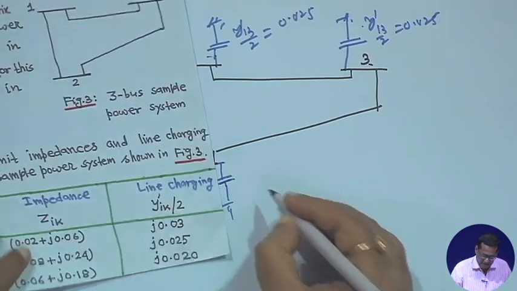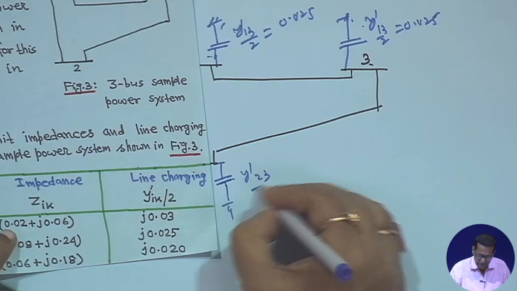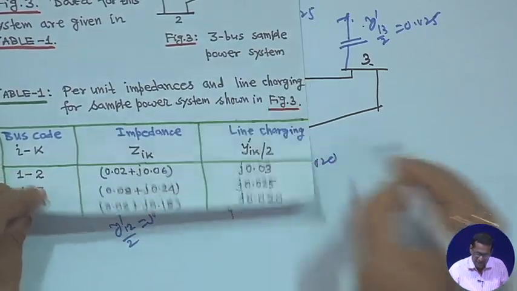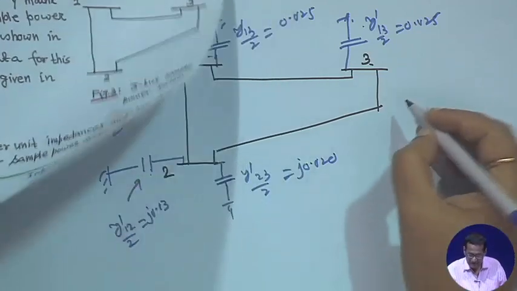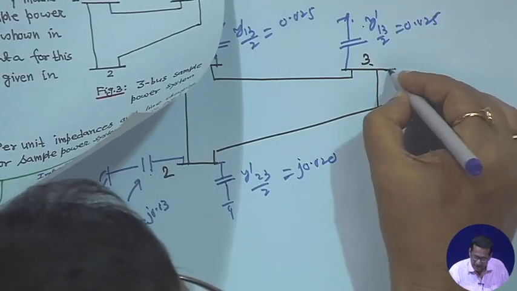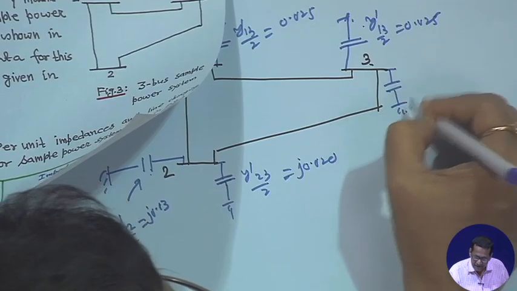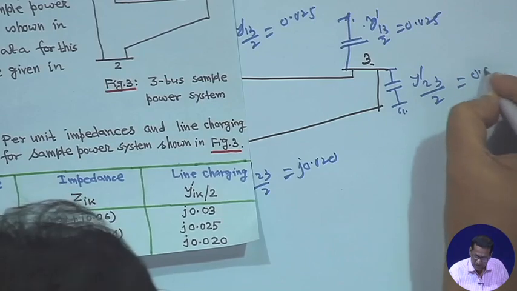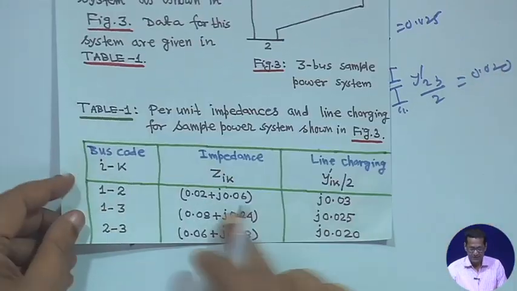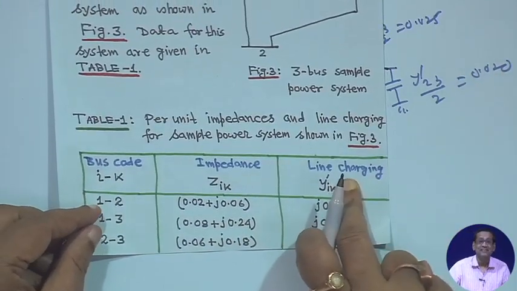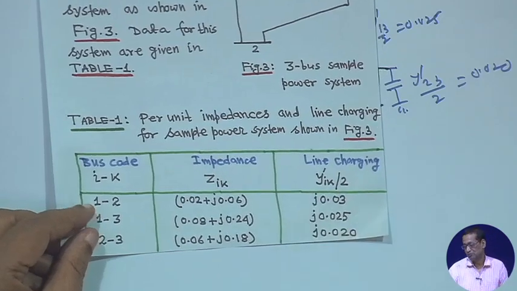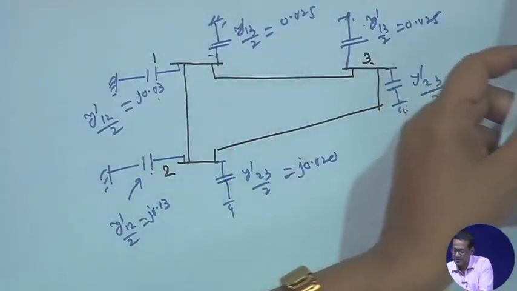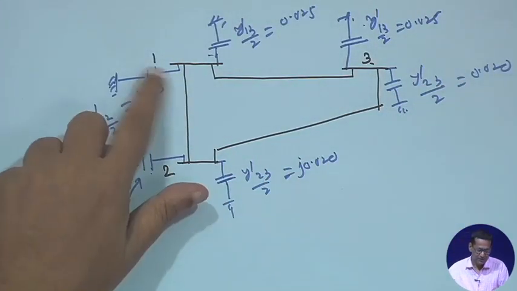here there is y dash 23 by 2, which is given, that is j0.20. Similarly here also you have to make it, this is y dash 23 by 2 equal to j0.20. So this half value is given. Suppose it is not given, then you have to divide it by 2. So that means this is bus 1.